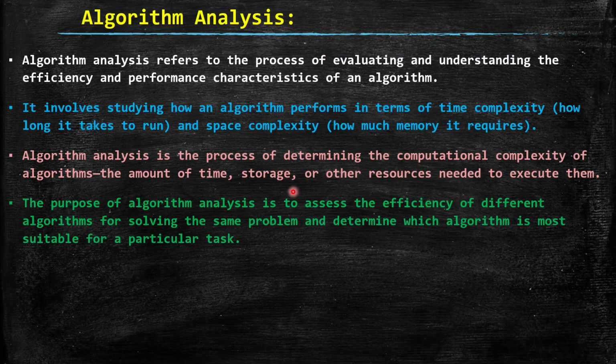The purpose of algorithm analysis is to assess the efficiency of different algorithms for solving the same problem and determine how the algorithm is executing and which is the best and most suitable for a particular task. Maybe our data structures are different, like stack, queue, list, linked list, doubly and singly linked list, or tree or graph. According to our data structures, we have to analyze how they perform in terms of complexity, like time and space.